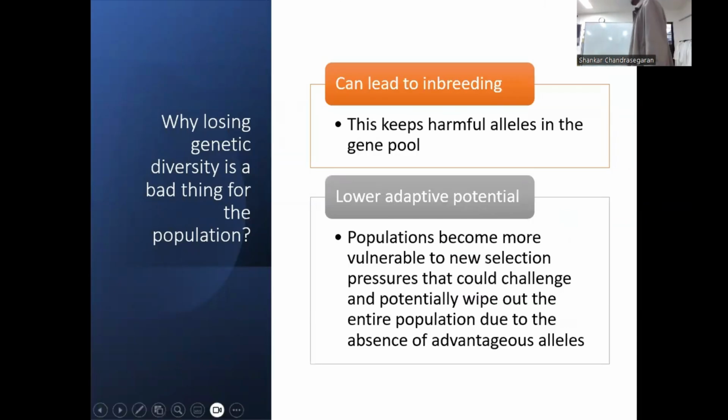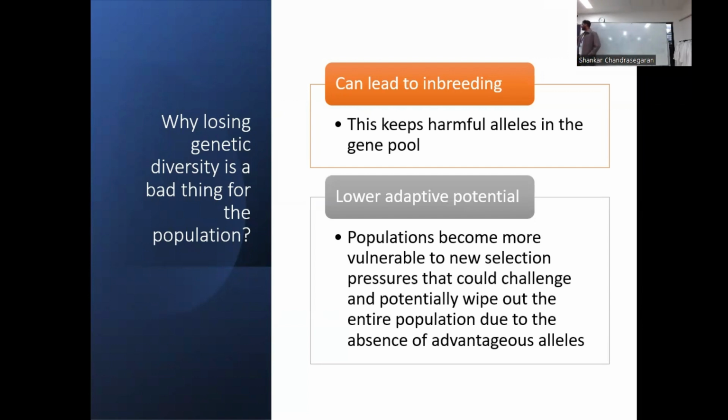So why is losing genetic diversity a bad thing for the population? Essentially, genetic diversity allows for two things to be prevented. One is inbreeding. If there is a high amount of genetic diversity, then inbreeding is less likely to occur, and that means that harmful alleles are less likely to be circulated within a population. So I'm going to give you an example of that, specifically in humans as well, in a bit.